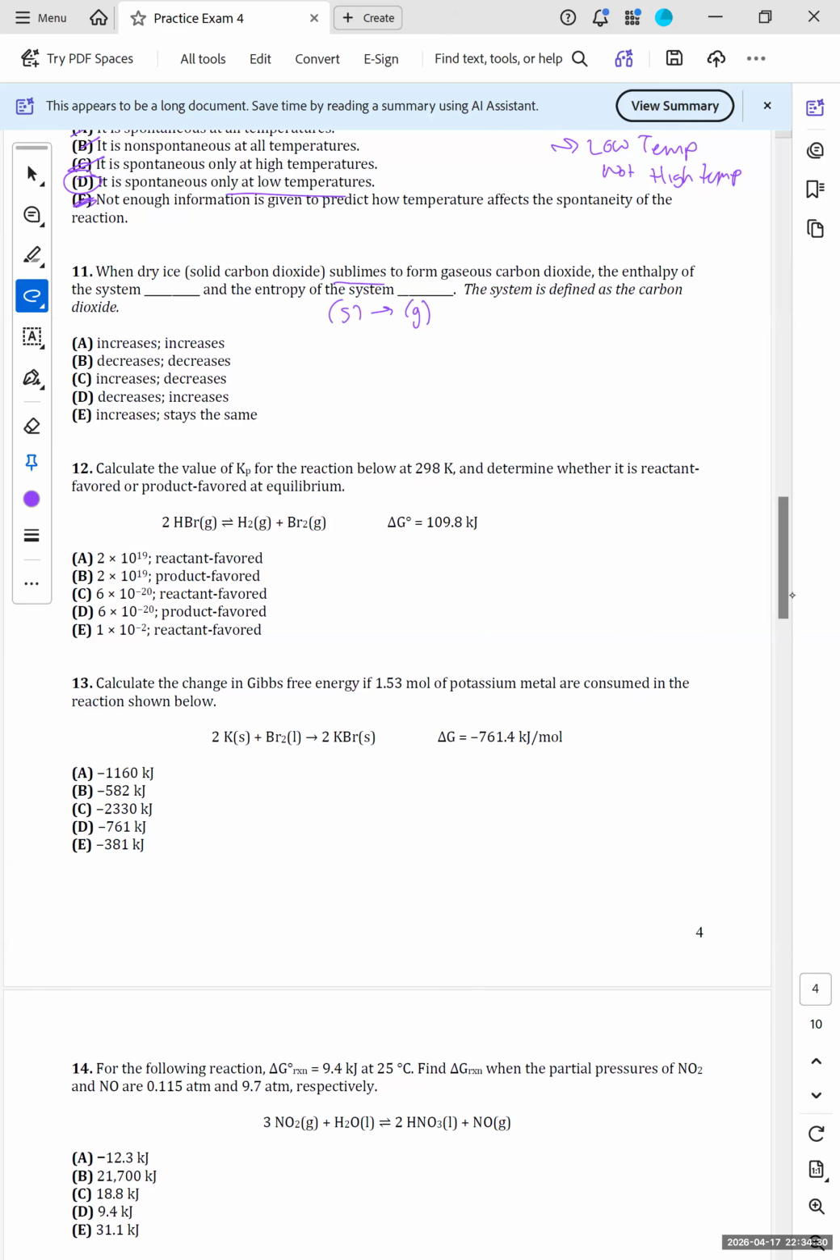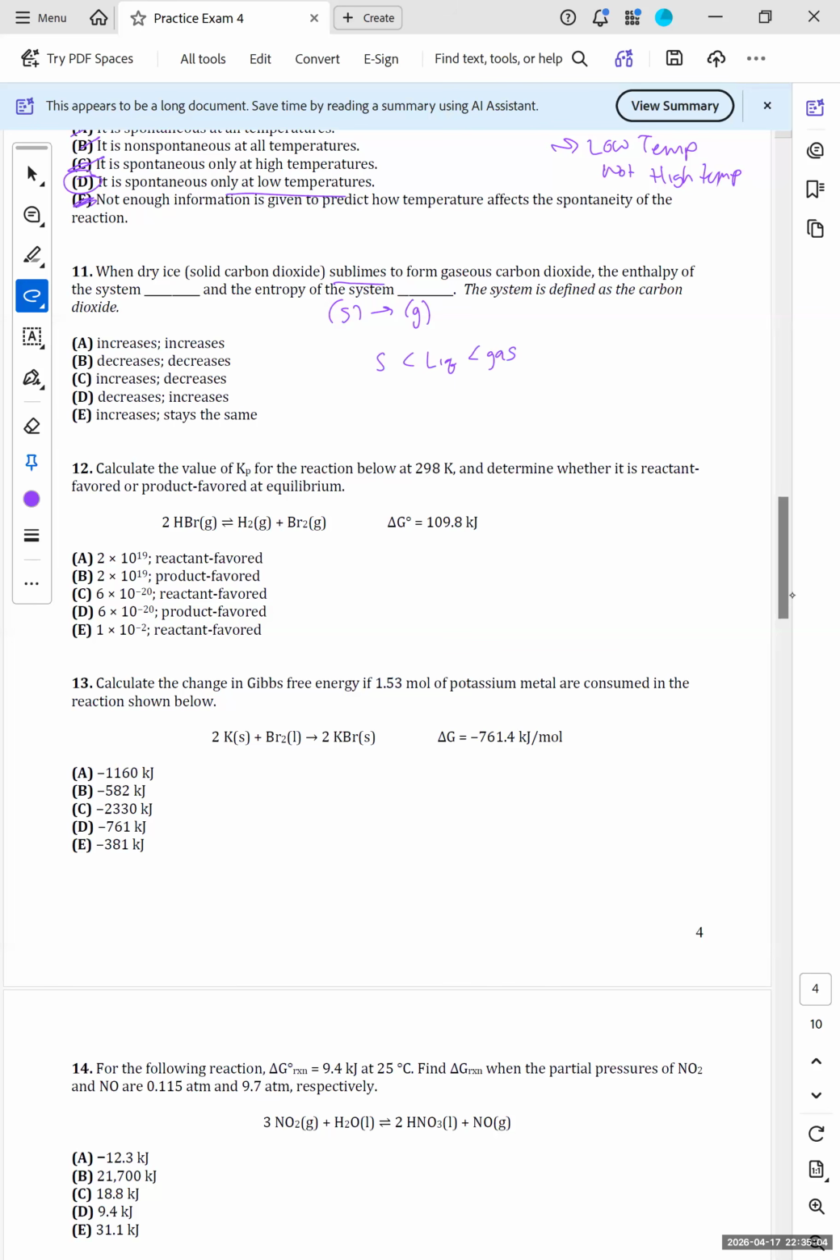So energy has to be absorbed to separate those particles, so the enthalpy would probably increase since it's absorbing that. And gas has so much more disorder than a solid, right? Solid is like the least. It always goes solid, liquid, and then gas. And so, with it being sublimation, going from solid to a gas, I would say that the entropy goes up, again, because gas has a lot more disorder than a solid.